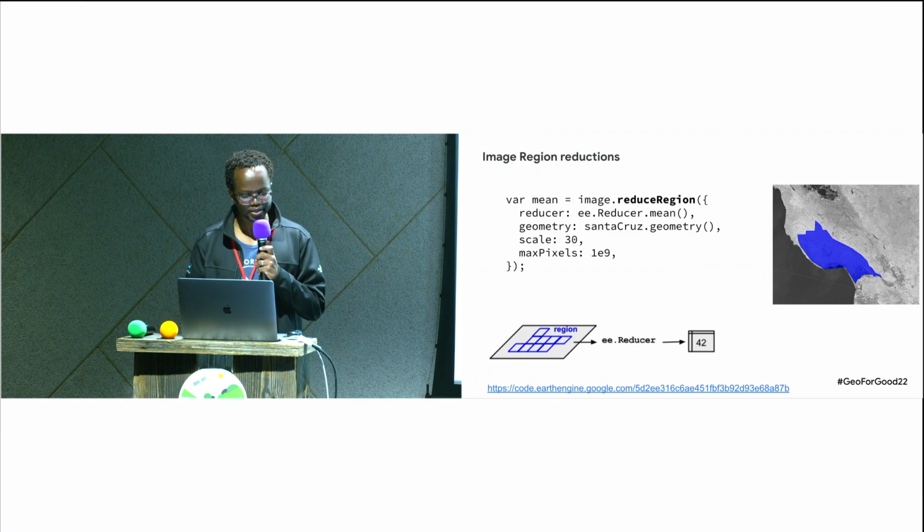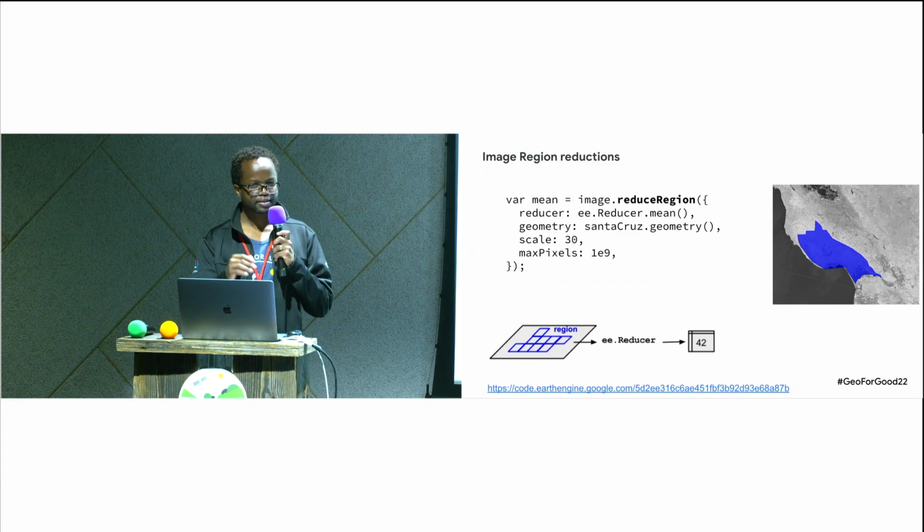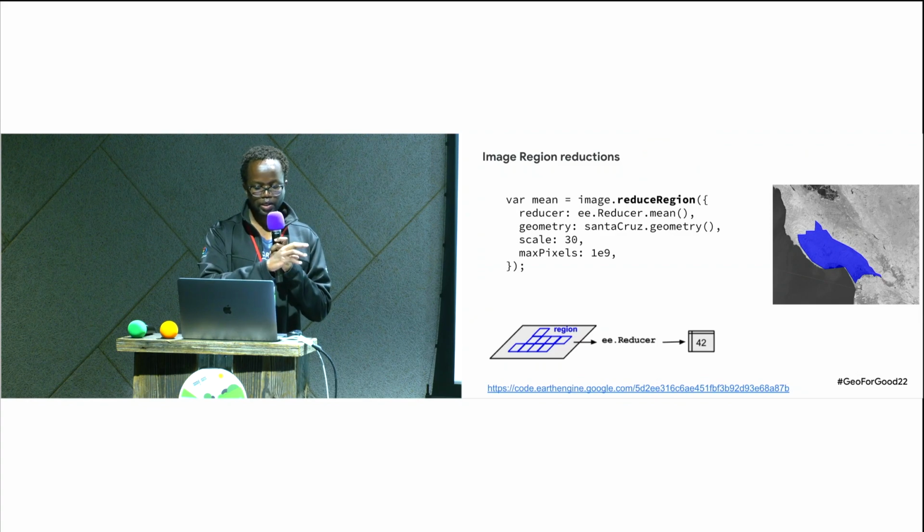The next thing is the geometry. In this case, we're using the Santa Cruz geometry. And if you click that code link, it will show you how we got this geometry. We loaded the TIGER US Census Counties feature collection, and then we filtered for the Santa Cruz feature within that feature collection. And the code in the script shows you how that's done. So that Santa Cruz feature is a geometry. A geometry is a polygon with some properties attached to it.